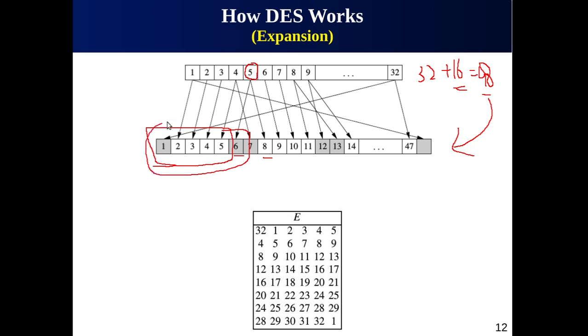Sorry, no bit will appear here twice. That is a rule for the E boxes. So this is how expansion works.